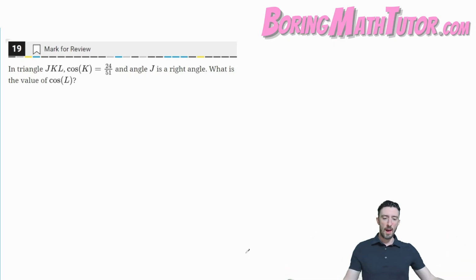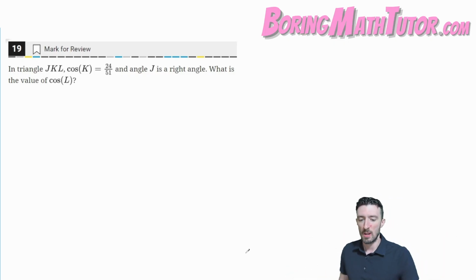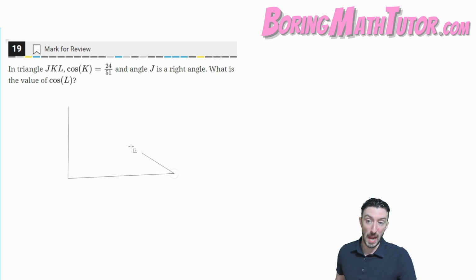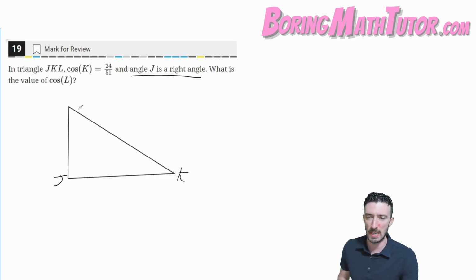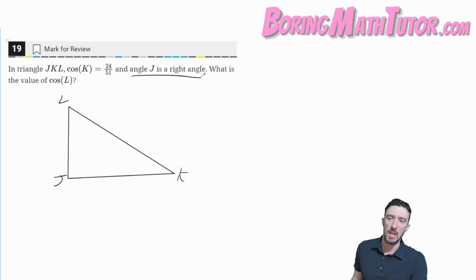Hey, looks like a problem that we can't immediately use Desmos for. So we actually have to draw a diagram. They told us that we got triangle JKL, but can't put J where I just put it because they said J is a right angle. So J goes over here, then K, then L.